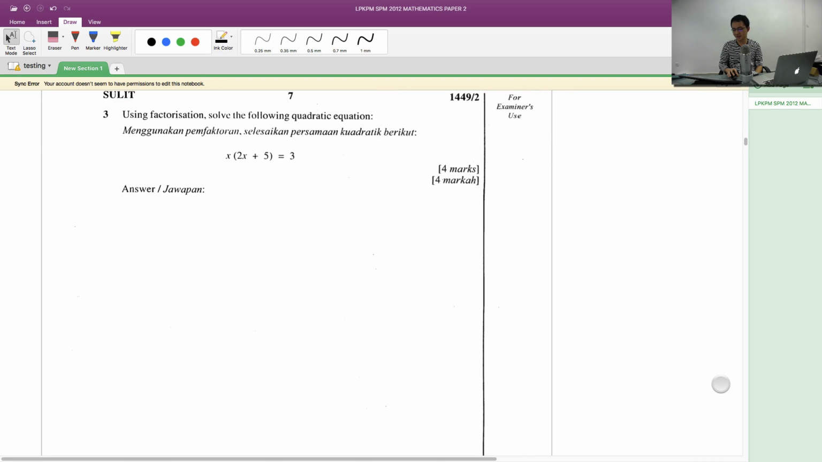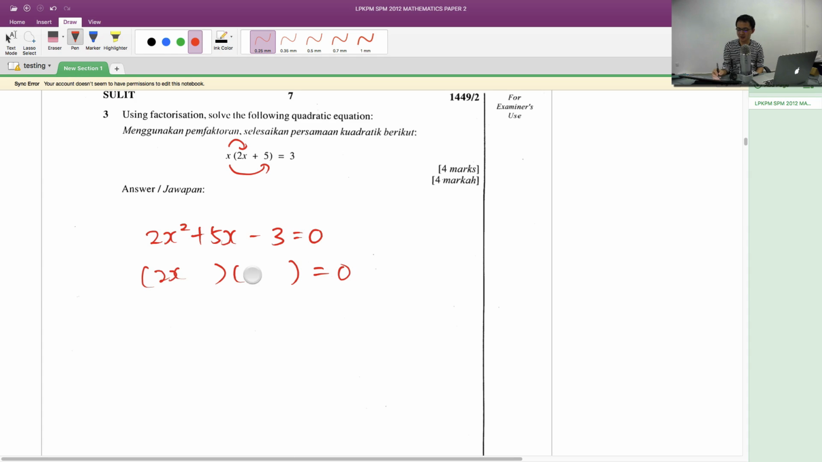Using factorization, solve the quadratic equation. So we will need to expand it. Basically, you multiply x into both, so you have 2x squared plus 5x plus 3. So 3 I will move to the other side, becoming minus 3 equals 0. Then I will do the factorization over here. So this is 2x and this is x. In order to get 5, I will do 6, and I will get 3 and 1. I will use 3 and 1.